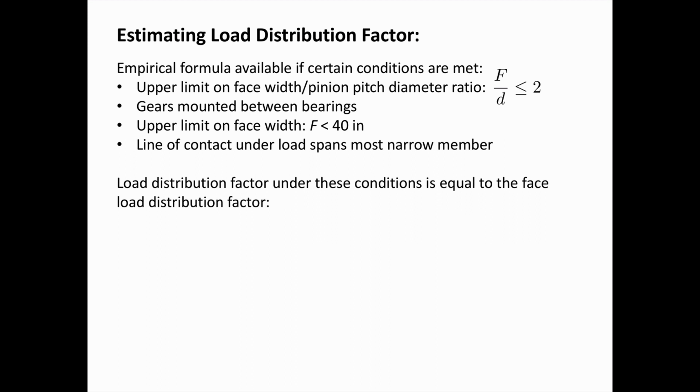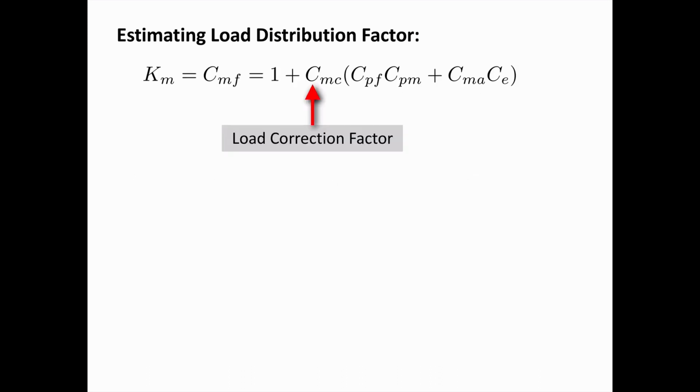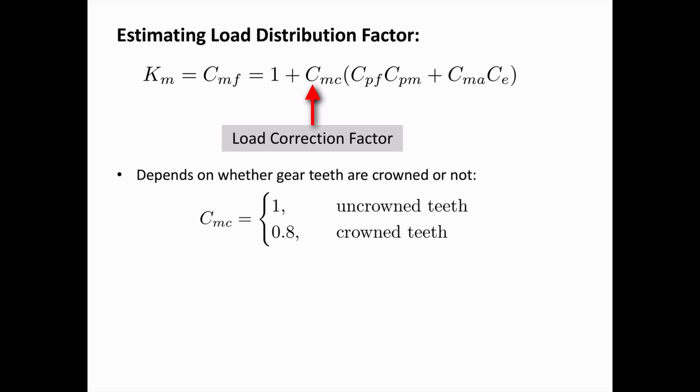This load distribution factor under these conditions is equal to the face load distribution factor, or C sub MF. And that's equal to the formula that we see here with a lot of factors that we now need to define. We're going to step through each of these terms now. C sub MC, this is a load correction factor. This depends on whether the teeth are crowned or not. So it's equal to 1 for uncrowned teeth and 0.8 for crowned teeth.